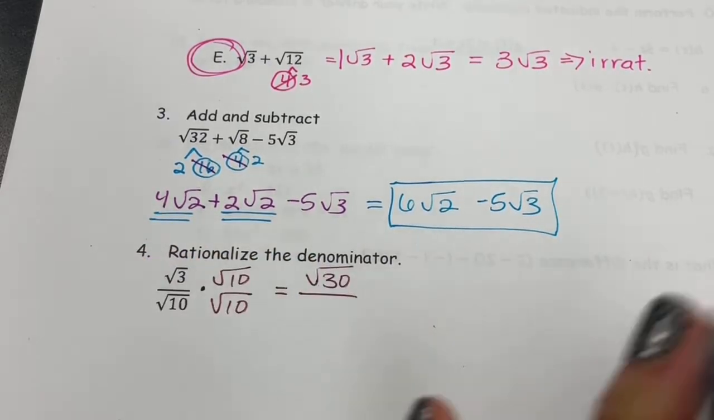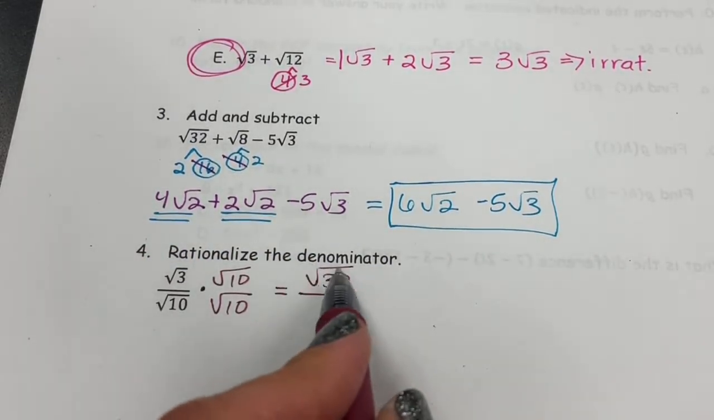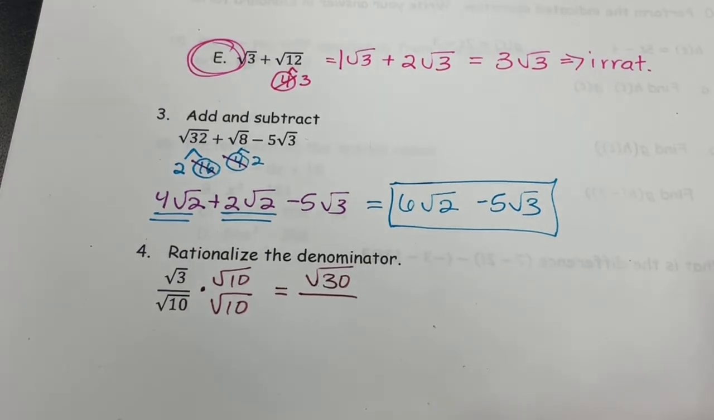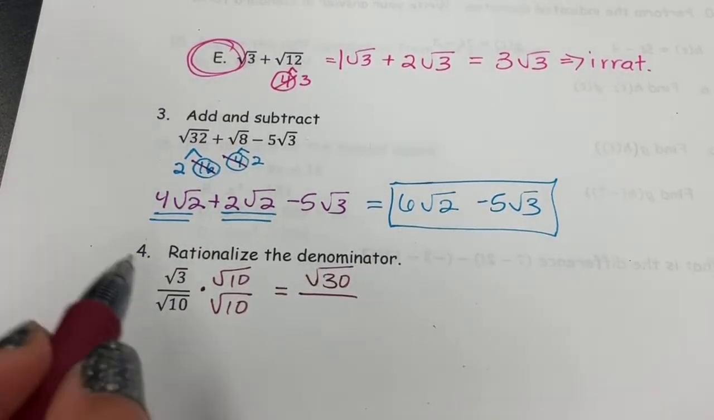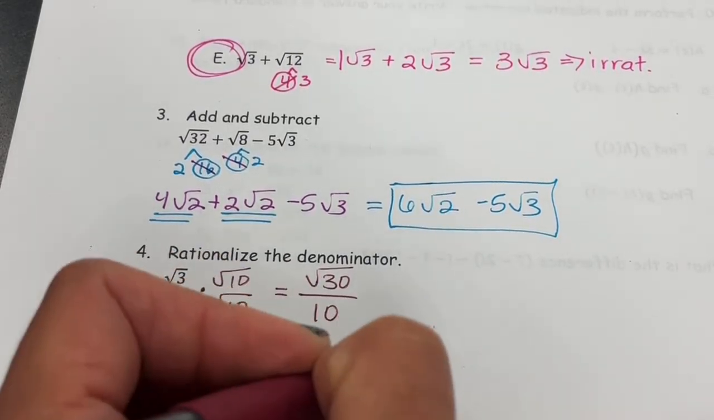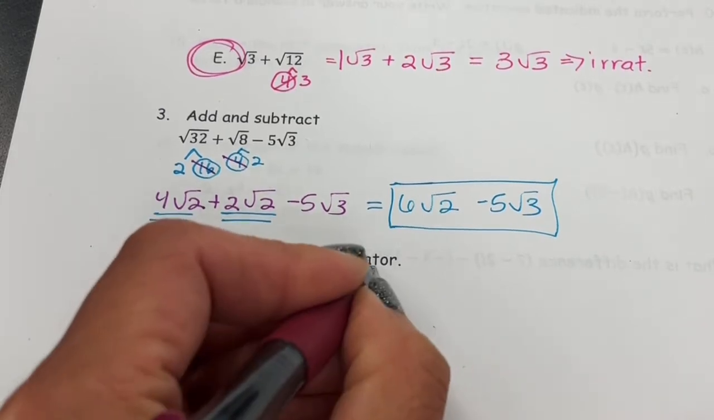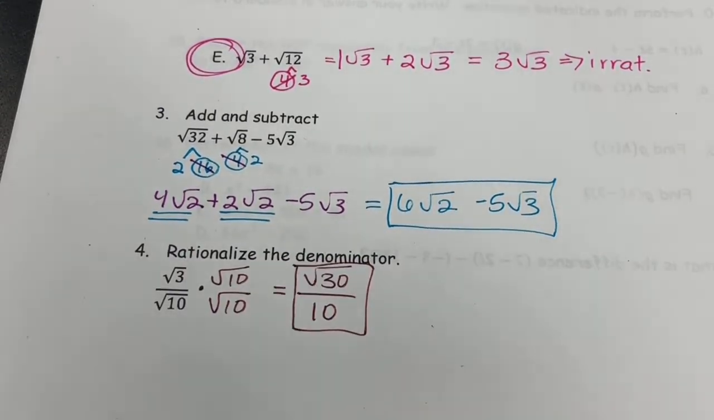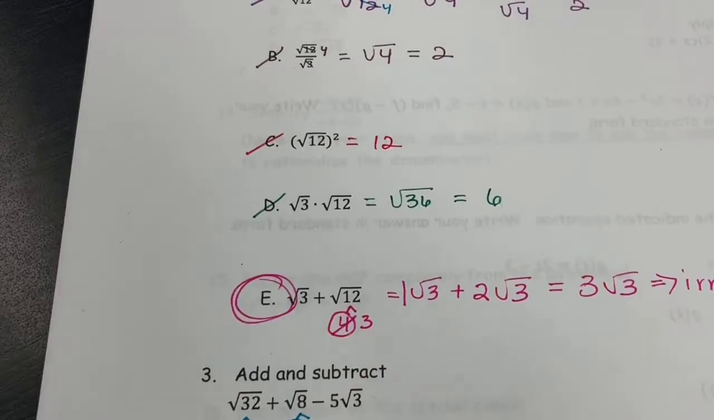30. And I won't be able to reduce that because 30 is just either 3 times 10 or 15 times 2. There's no hidden perfect square inside of a 30. 10 times 10 is 100. The square root of 100 is 10. I can't reduce that anymore, and I don't have a radical in the denominator anymore, so that one is done. Next page.